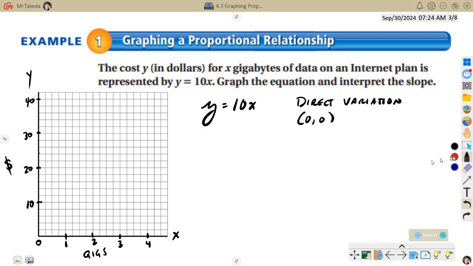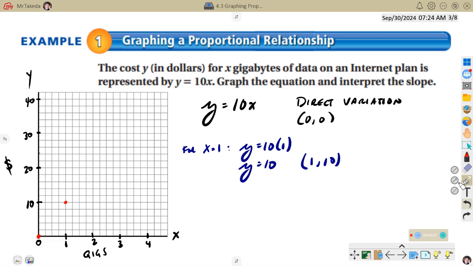One point we have already is 0, 0. That is super easy. Now, for any other point, I'm going to use x equals 1. For x equals 1, y will equal 10 times 1. See, I told you this was easy. Y equals 10. That means that I can also graph the point 1, 10. X is 1, y is 10. So here's 1, 10. There's my graph. That's it.